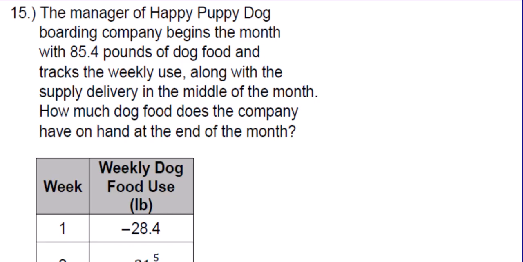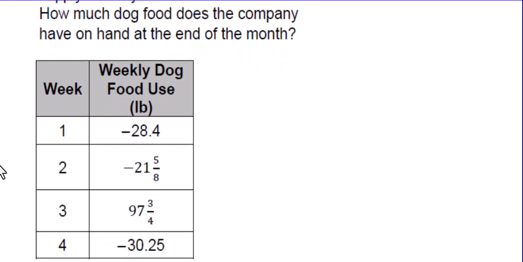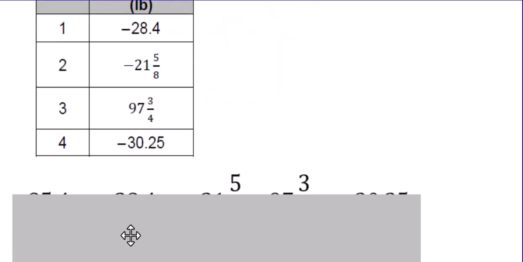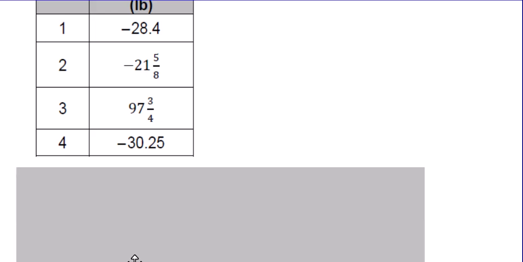The manager of Happy Puppy Dog Boarding Company begins the month with 85.4 pounds of dog food and tracks the weekly use along with the supply delivery in the middle of the month. How much dog food does the company have on hand at the end of the month? So in order to find this solution, basically we're going to add all these values. We started at 85.4 pounds. So I'm going to take my 85.4 that I started with.